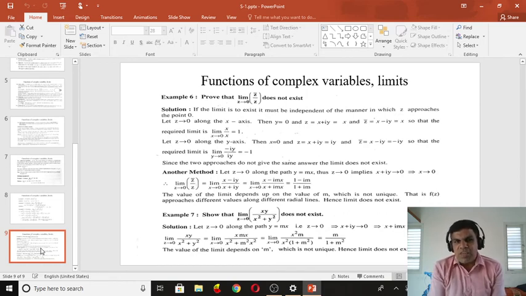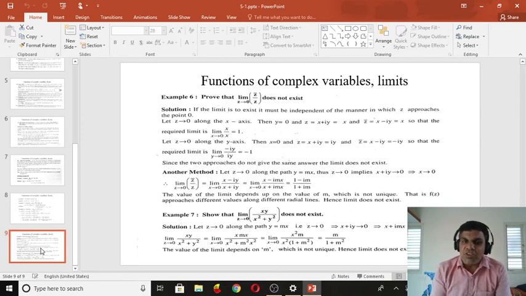So the solution: if a limit is to exist, it must be independent of the manner in which z approaches the point 0. Let z tend to 0 along the x-axis. Then y should be 0, because z equal to 0 means x plus iy, where x is 0 and y is 0. So y is 0, z is x, and the conjugate of z, x minus iy, is x, so the required limit is x divided by x equal to 1.